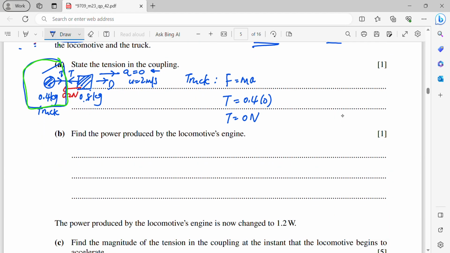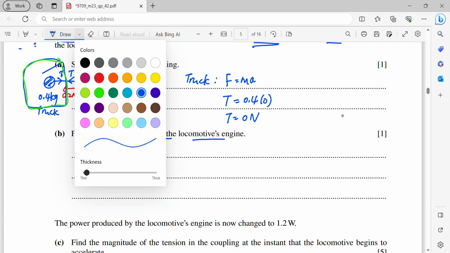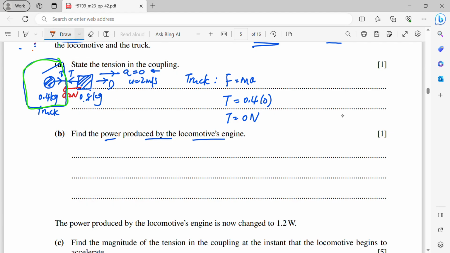Now B, find the power produced by the locomotive's engine. So now I need to concentrate on the locomotive's engine. The power is F times v, or I would say that it is D times v. But then I do not know what my D is here.